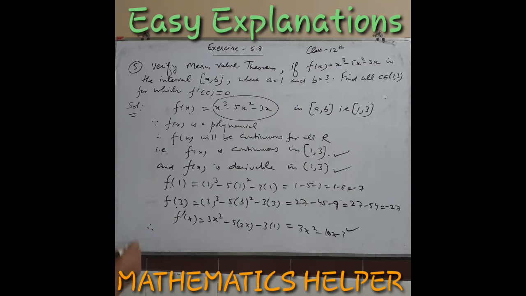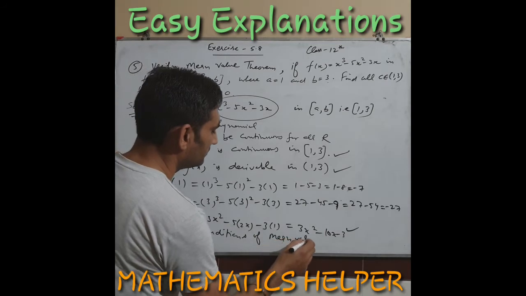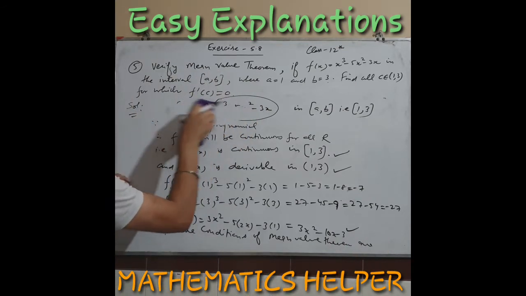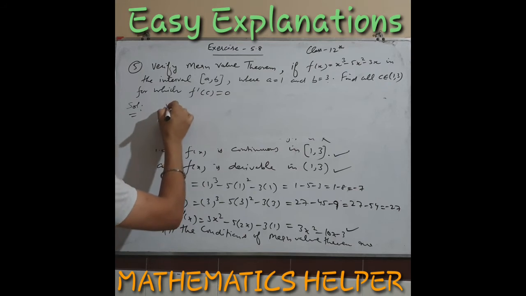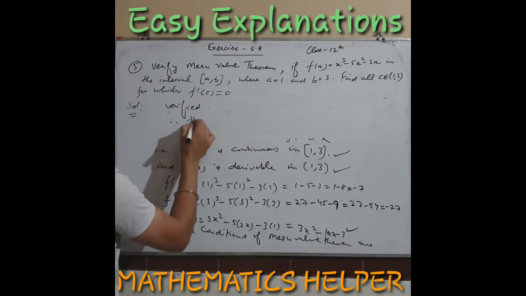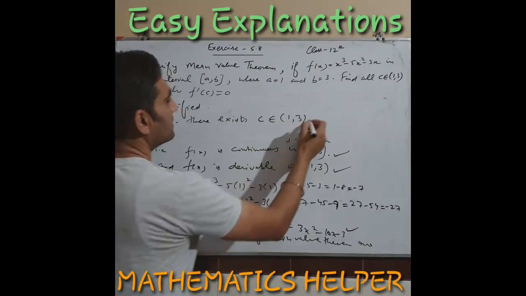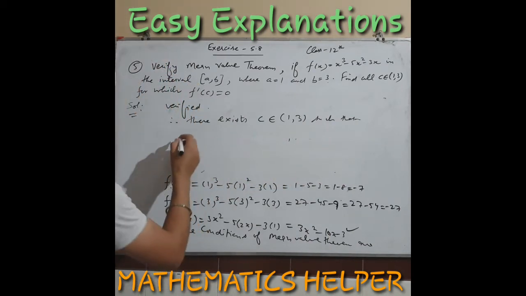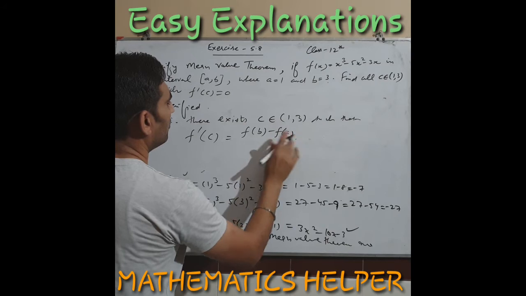So we can say, therefore, all the conditions of the mean value theorem are verified. Therefore, there exists c belonging to the open interval (1, 3) such that the derivative of this polynomial f(x), that is, f dash at c, equals f(b) minus f(a) over b minus a.